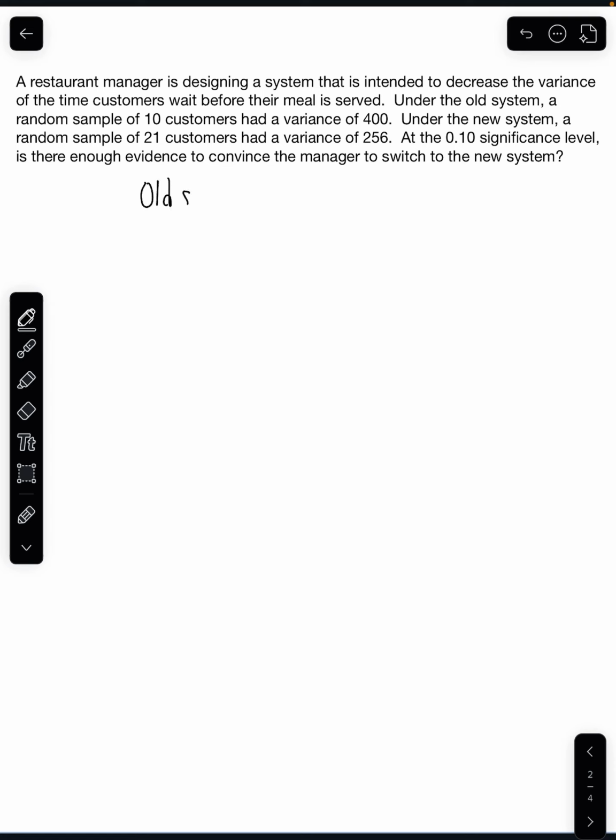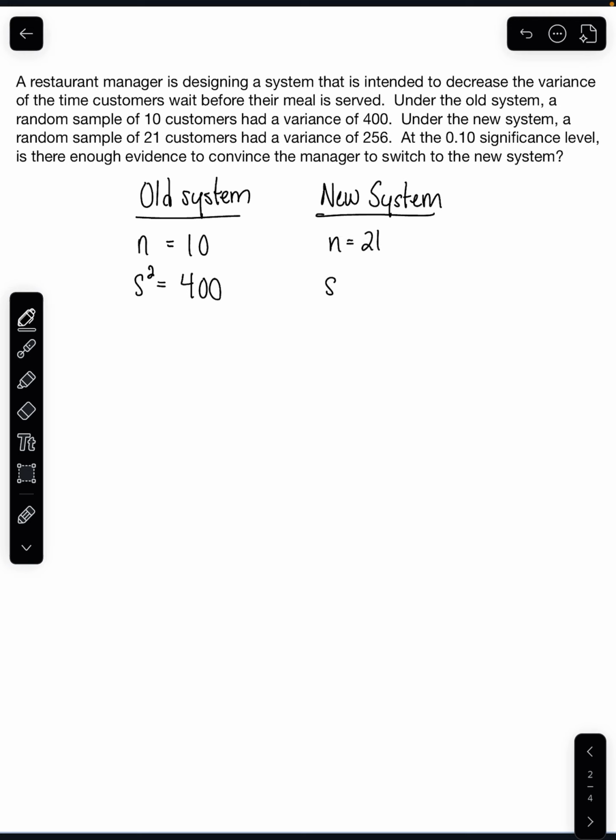So what we have here is the old system, which has a sample size of 10 and a variance of 400. We have the new system, which has a sample size of 21 and a variance of 256.